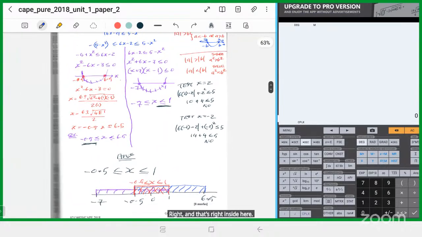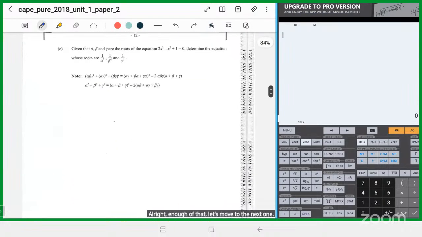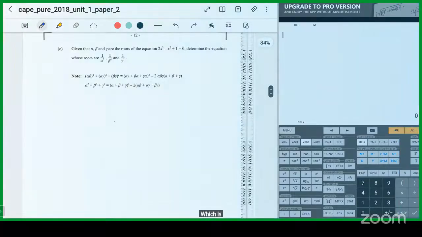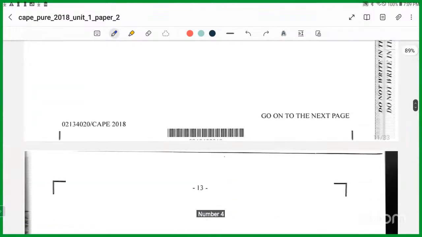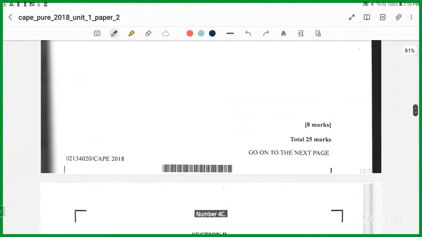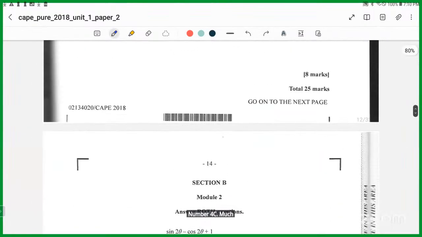Alright, enough of that. Let's move to the next one, which is this. I think this is the last question that we're doing, number 2C. This is the last one we're doing for today, guys.